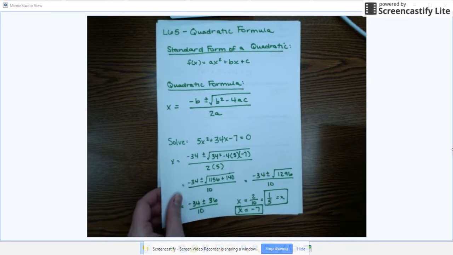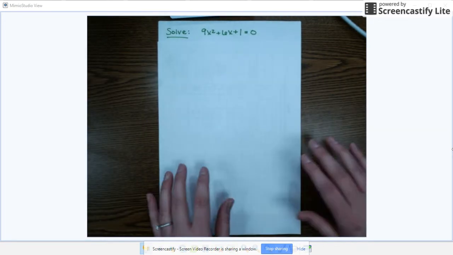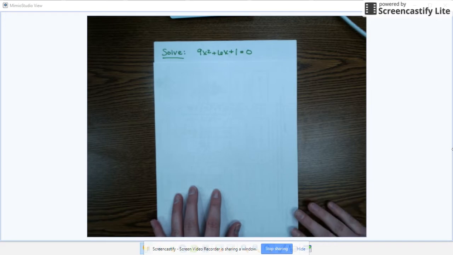Okay, I would like you guys to do this one on your own. Solve 9x squared plus 6x plus 1.